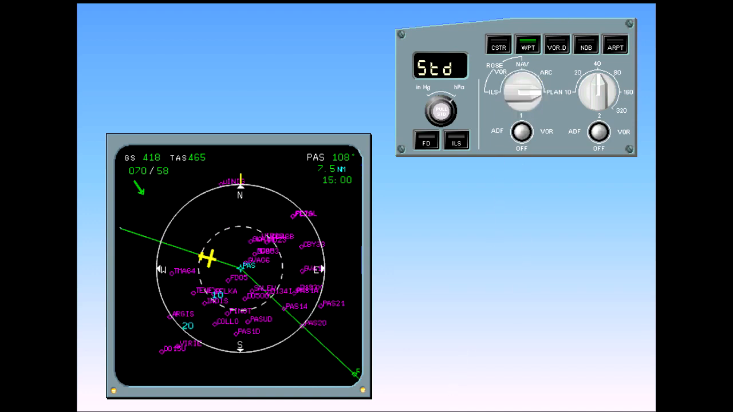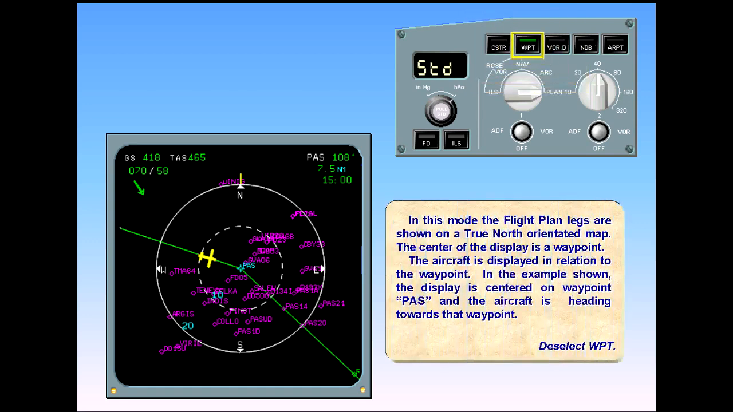In this mode, the flight plan legs are shown on a true north-oriented map. The center of the display is a waypoint. The aircraft is displayed in relation to the waypoint. In the example shown, the display is centered on waypoint PAS, Papa Alpha Sierra, and the aircraft is heading toward that waypoint. Deselect waypoint.